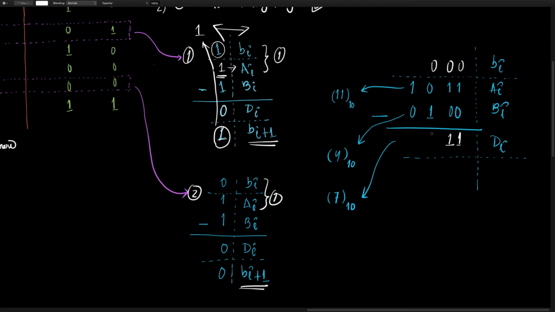0 minus 1, that is, we need a borrow from here, so we say that we have taken a borrow 1. Now the borrow was taken from here, and 1 from here goes to this, so there goes 10. Now 10 minus 1, that is 1. Now what remains here, as we have taken 1 as a borrow, is 1 minus 1, that remains 0, so there goes 0. Now this goes to 7. So this is your final answer.